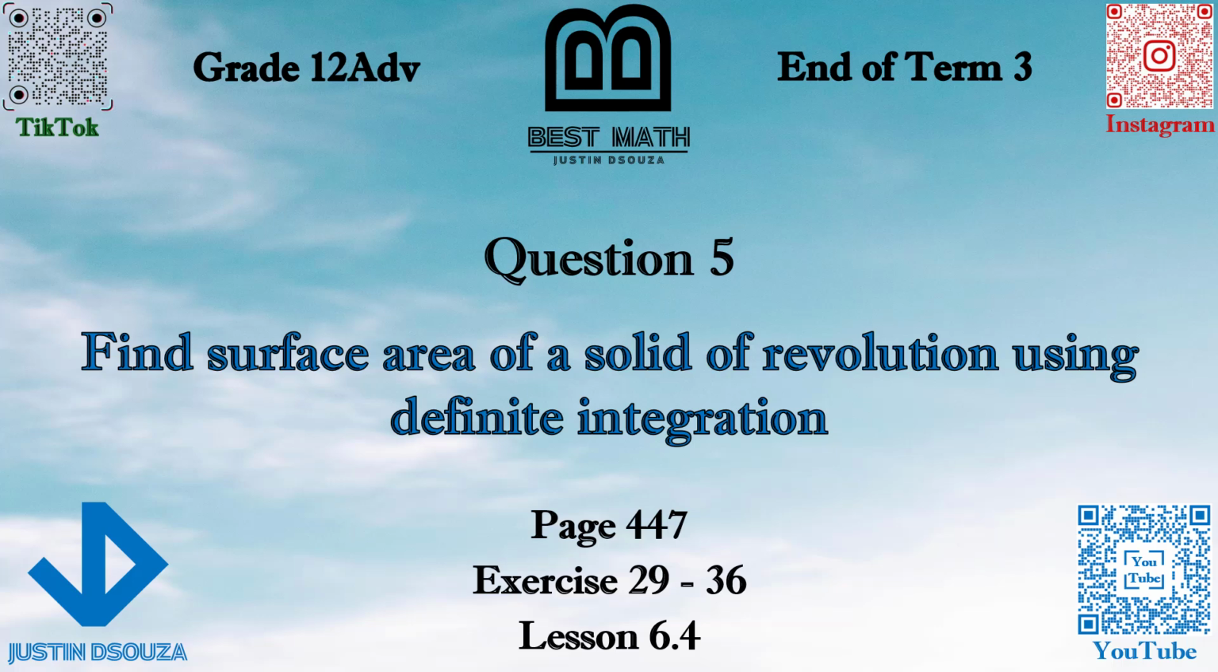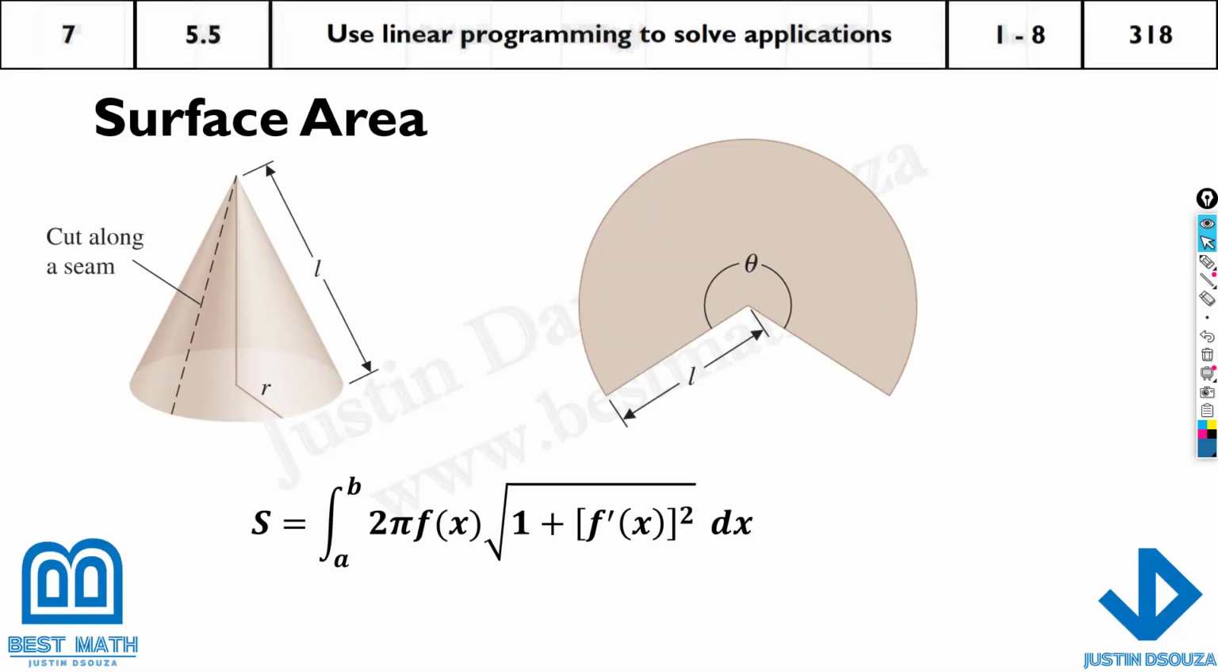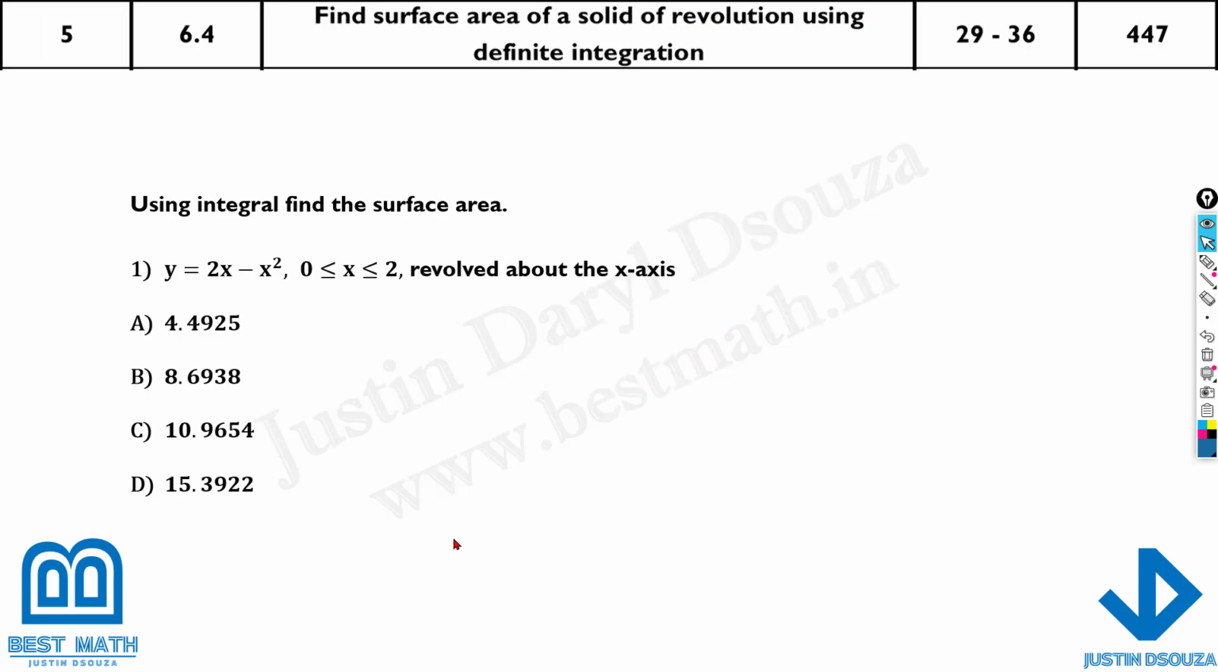In this question, we'll find the surface area of the given function using definite integral. Surface area is given by this formula here, integral a to b, that's the limits. It's 2 pi, the given function, multiplied by the integral. This is the arc length formula over here. The only thing that's extra is 2 pi times the given function. Let's look at a problem.